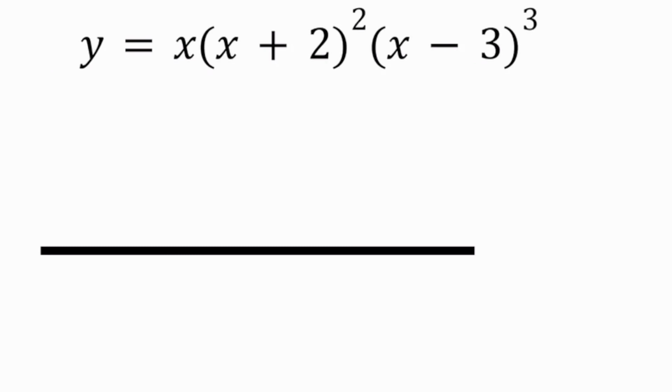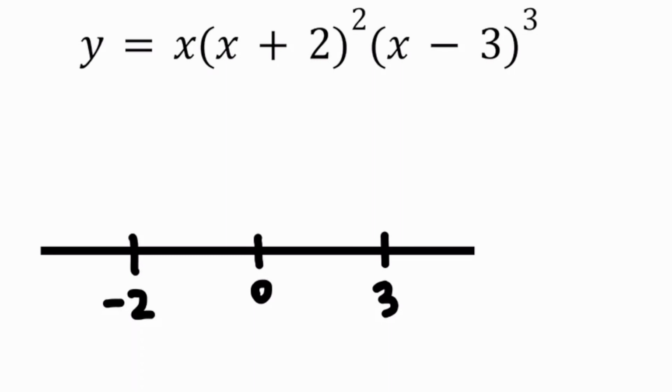And I'm going to label the axis with my roots. So I've got x equaling 0, x equaling negative 2, and x equaling positive 3. I'm just going to draw this, not necessarily to scale, where I would feel comfortable putting these things for my sketch. Okay, and then I'm going to think about the multiplicities.